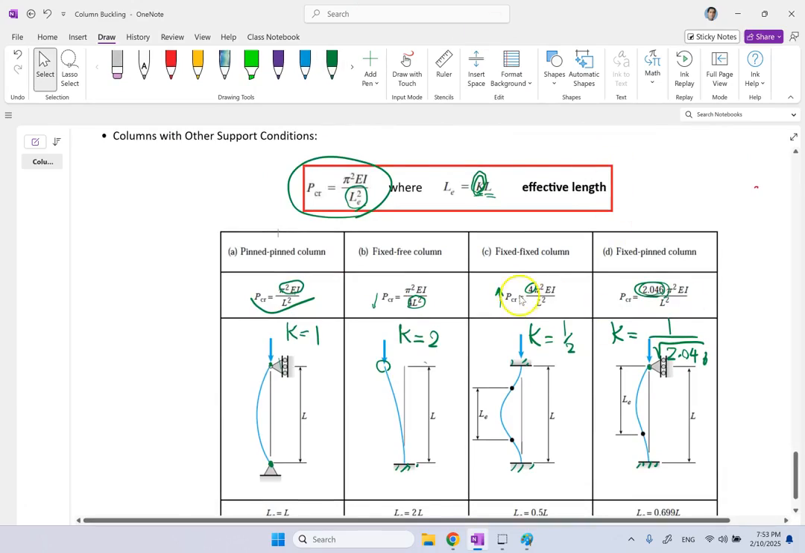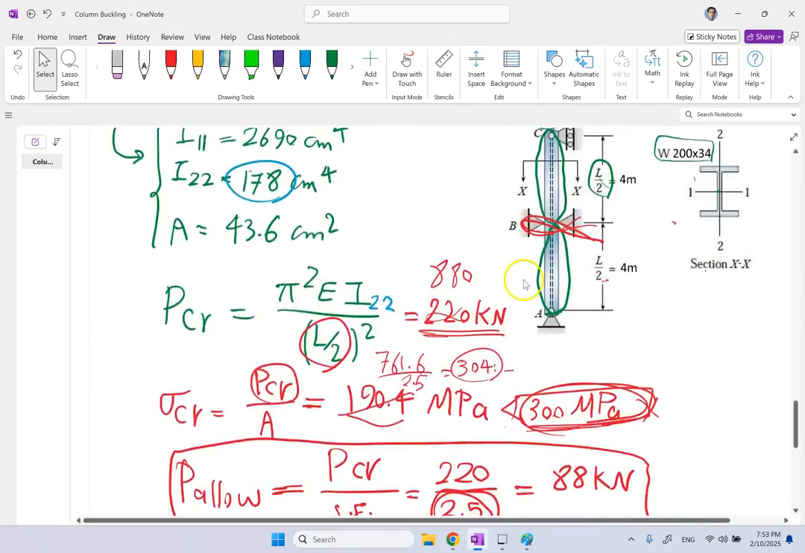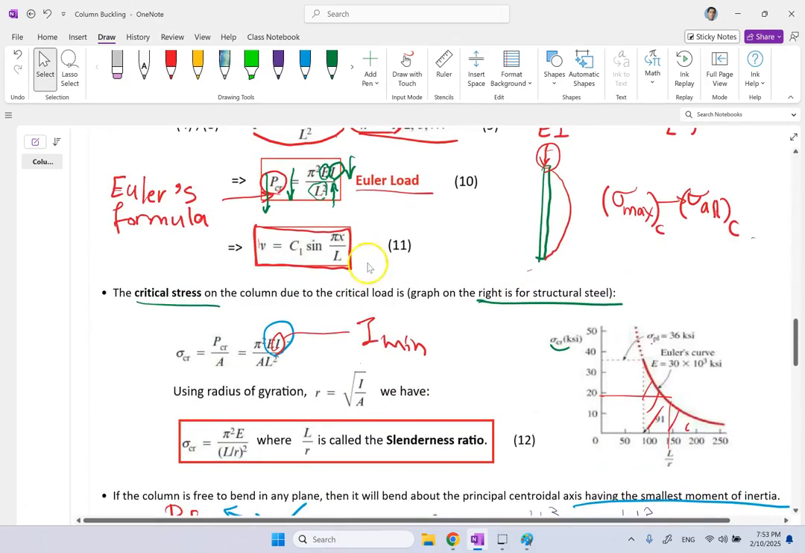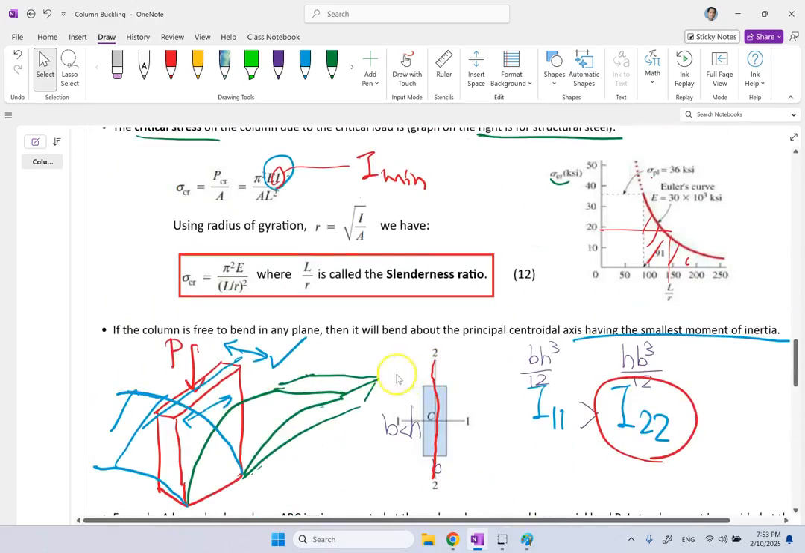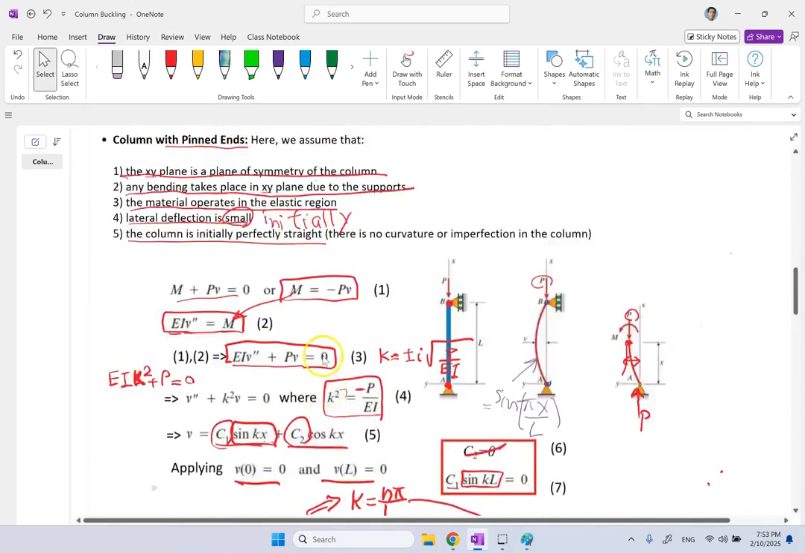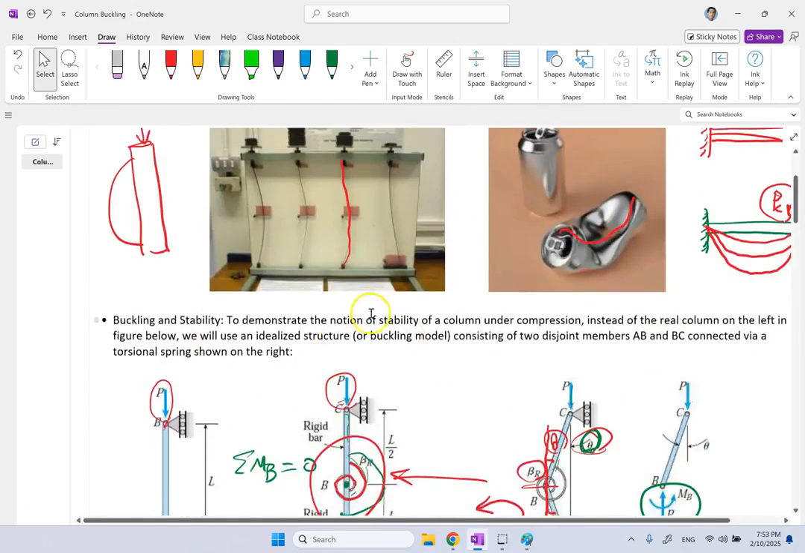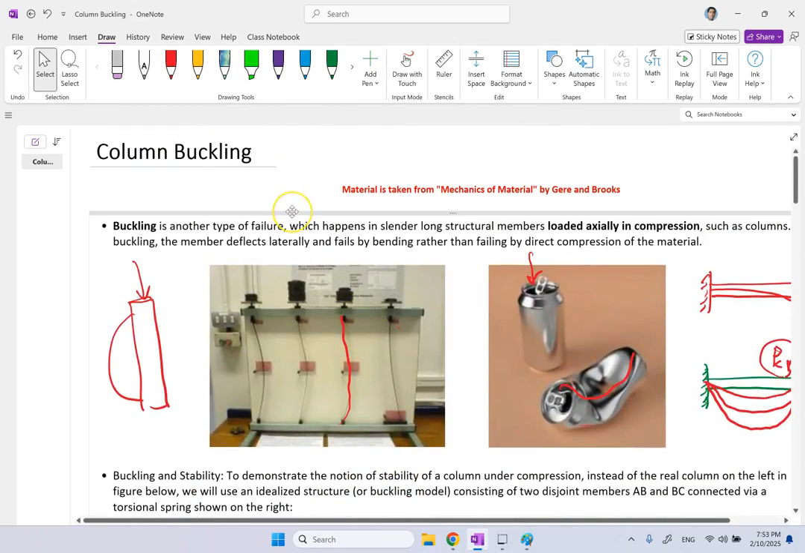So hopefully this introduction to column buckling was useful to you. You learned where the Euler formula comes from, what the slenderness ratio is, what the Euler curve is, what we do for different boundary conditions, about which axis the system is going to buckle, and a few other useful things. Thank you so much for your attention. I'll see you in the next video.